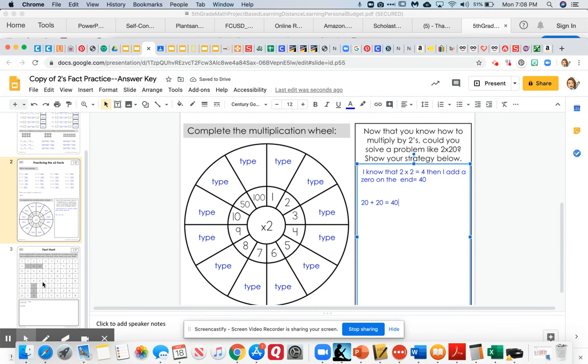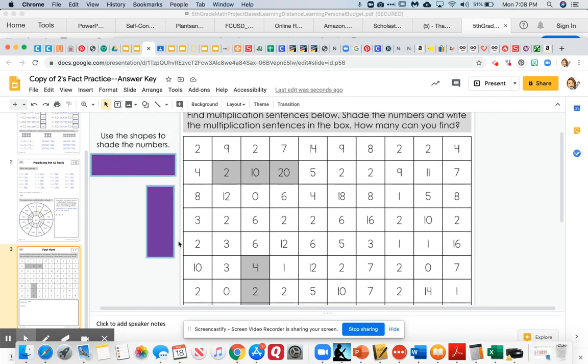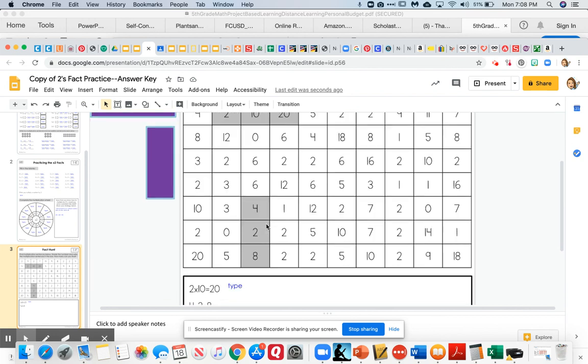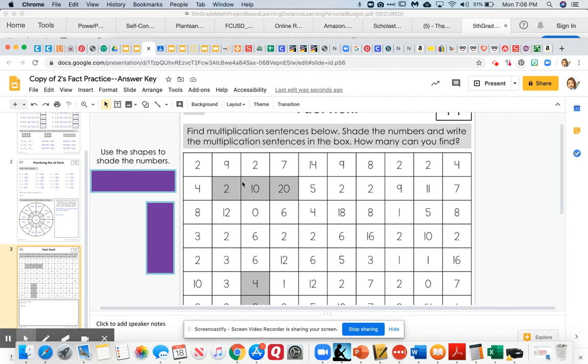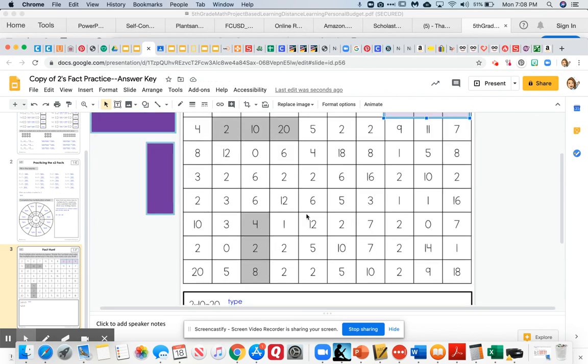Our last page here is an extra page. This is for fun. You don't have to do this page, but I put it in here as a fun activity. You're going to look for some shapes. Use these shapes to shade the numbers. So, again, 2 times 10 is 20. I'm looking for another one in here. Oh, I see 2 times 2 is 4. So again, you're looking for multiples of 2. See how many you can find. Okay, but the first 2 pages are must-dos. This is a may-do if you feel like doing it.